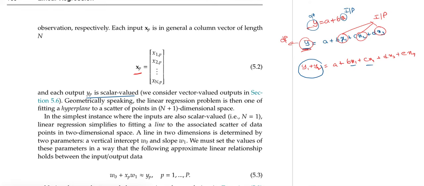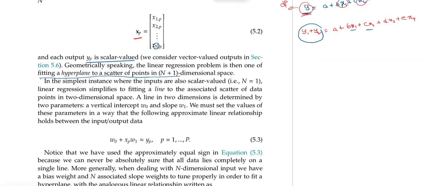Geometrically speaking, the linear regression problem is one of fitting a hyperplane to a scatter of points in n plus 1 dimensional space. How is it n plus 1 dimensional? Because y is included in this. The simplest case is n equal to 1, which means 2 dimensional. Why 2 dimensional? If n equals 1, the two dimensions are one for x and another for y. That makes sense.